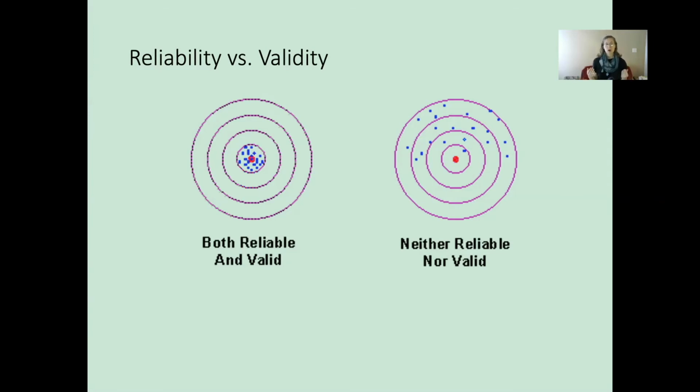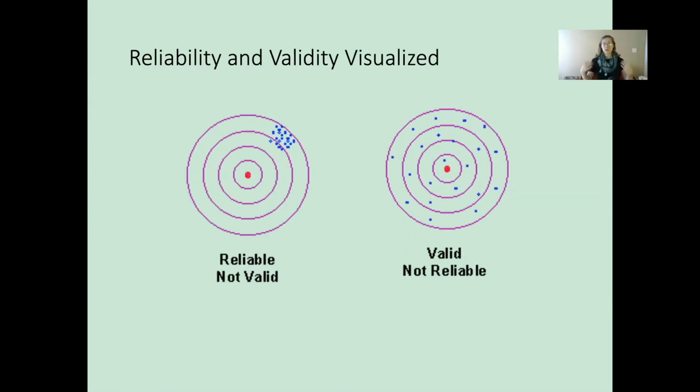So they're not reliable because all of the darts are scattered far away from each other. Your second dart didn't land anywhere close to your first one. They are also not valid because none of them, especially overall, are really close to the target in the center. We have another set of bullseyes.